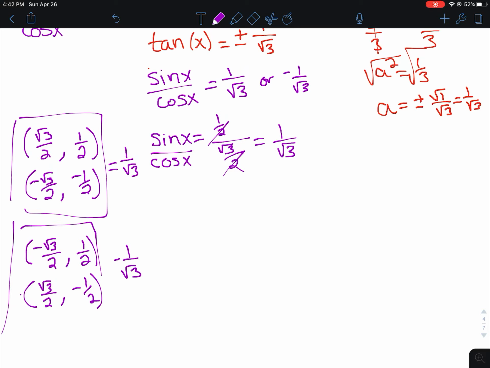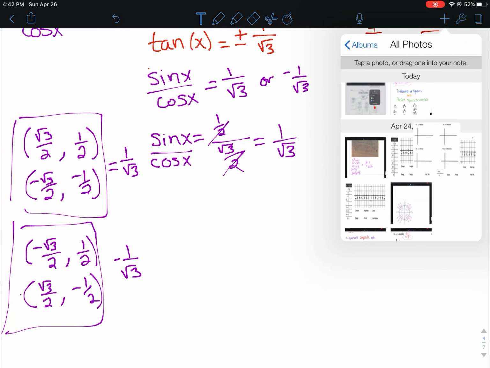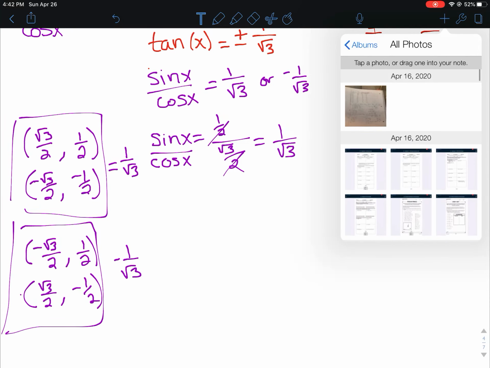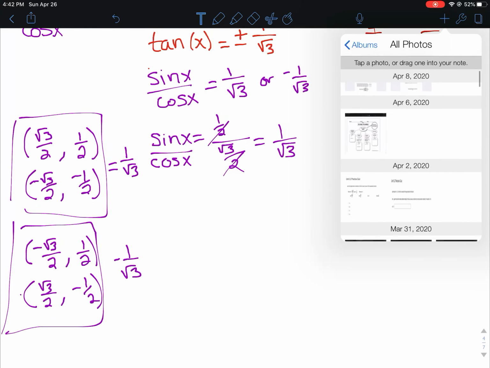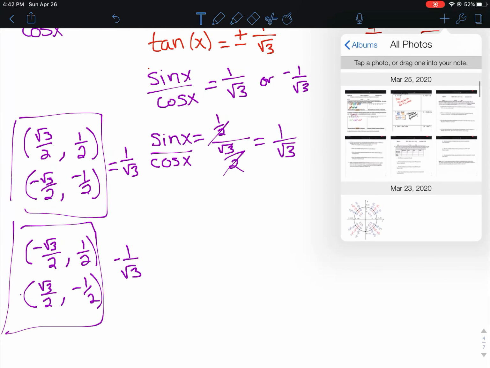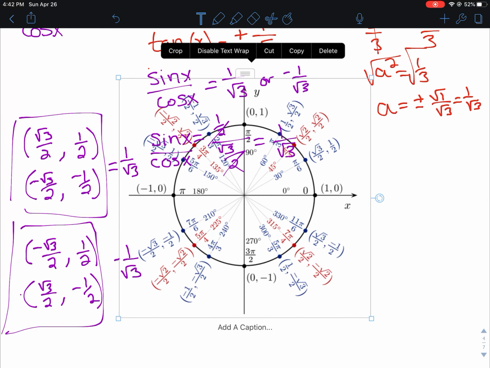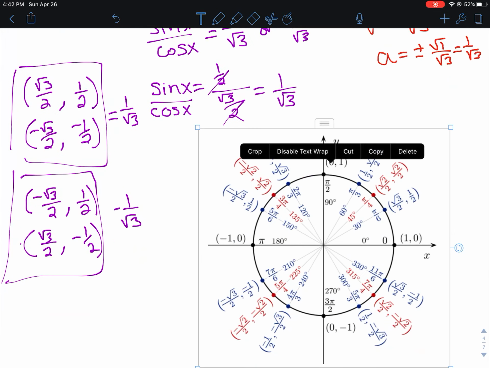All right? So let's take a look at our unit circle. I'm going to bring it in right here and see which ones it gives me. There we go.